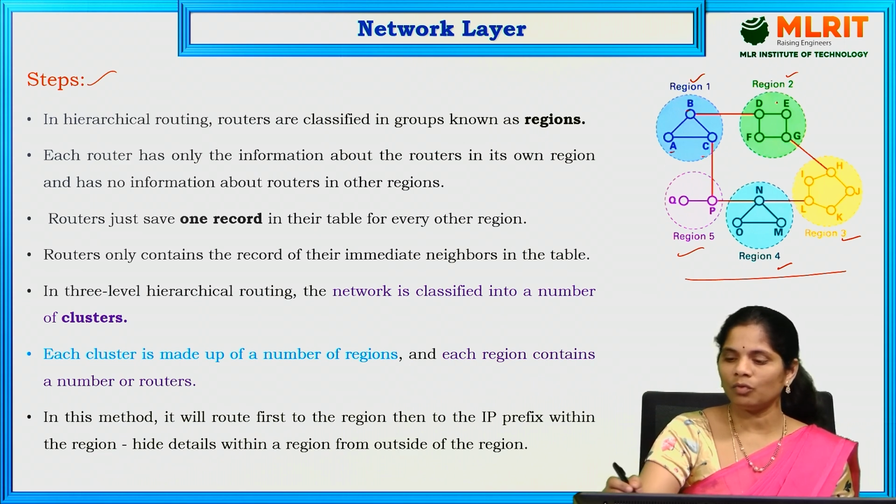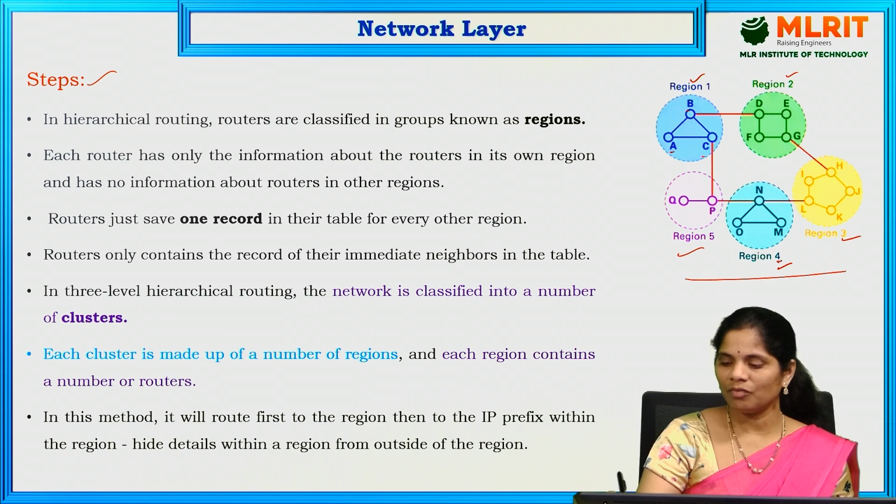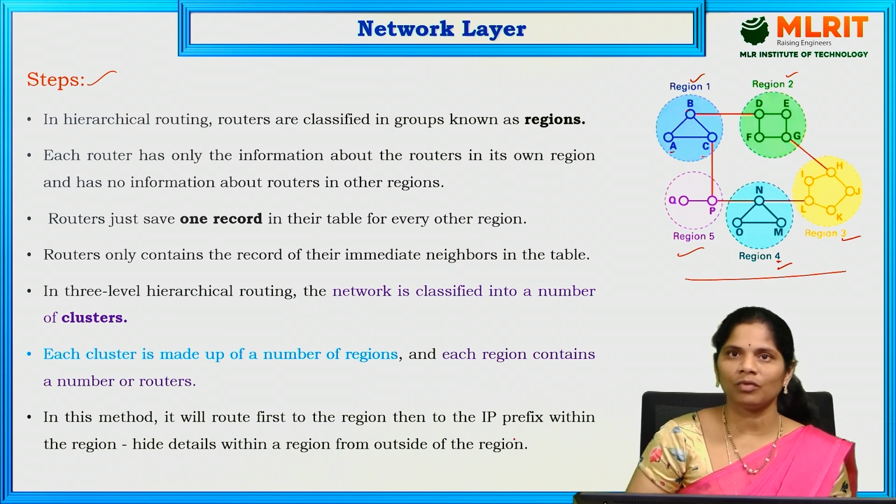In region 2, how many routers are there? A total of 4 routers are there. D, E, F, G are the region 2 routers. And coming to region 4, M, N, O are the region 4 routers. Means each one is going to be divided.